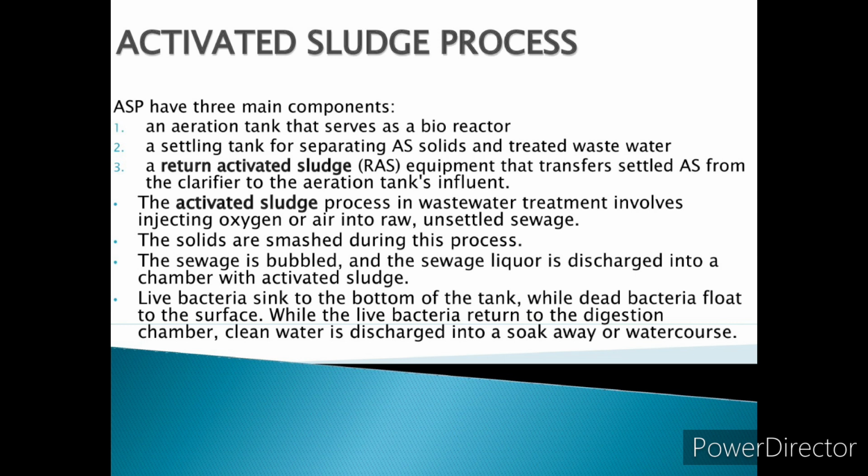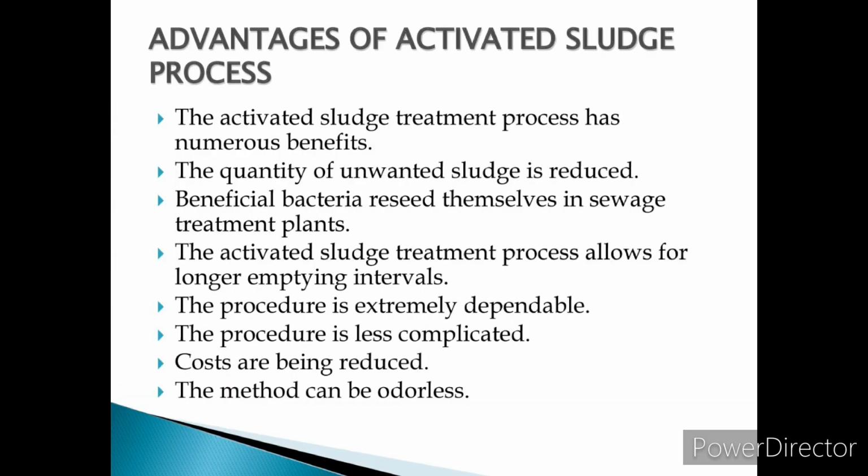The next technology is the activated sludge process. It has three main components: an aeration tank that serves as a bioreactor, a settling tank for separating the solids and treated wastewater, and return activated sludge equipment that transfers settled AS from the clarifier to the aeration tank's influent. The activated sludge treatment process has significant advantages over the other alternatives.